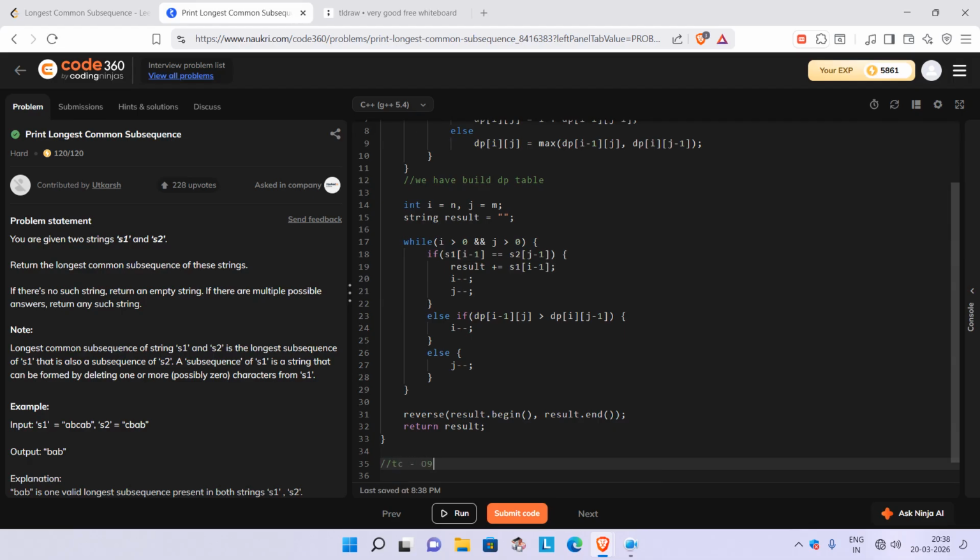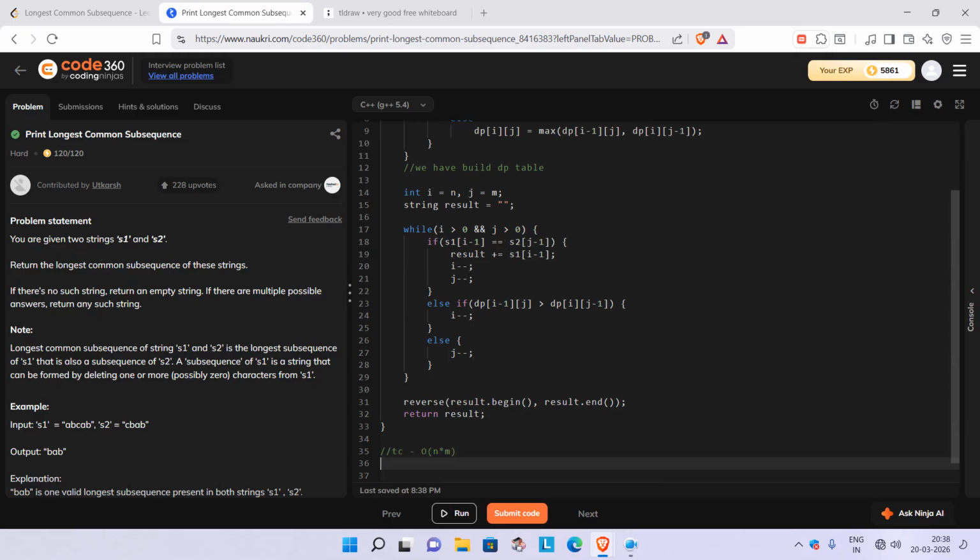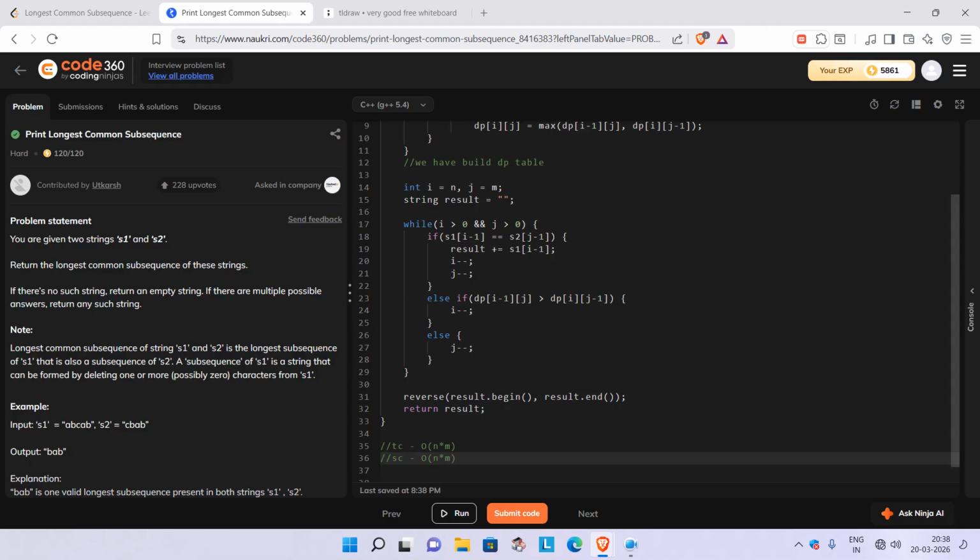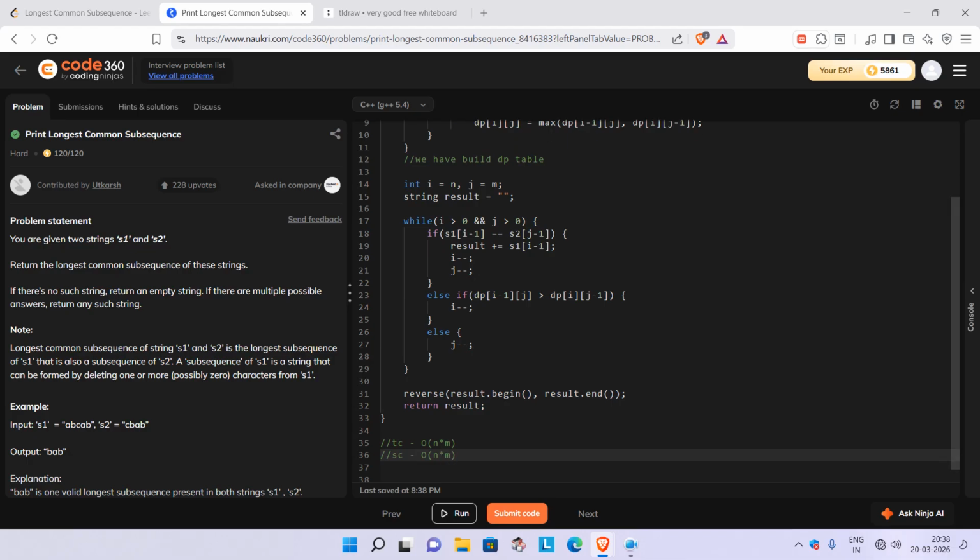Now discussing the time complexity for this question, it is n into m. And the space complexity is again n into m. So this is the final question. Since the problem asks to print the LCS, I directly use the tabulation method to build the DP table, and then backtrack from dp[n][m] to reconstruct the subsequence, or the sequence, whatever is required in our question. So thank you.